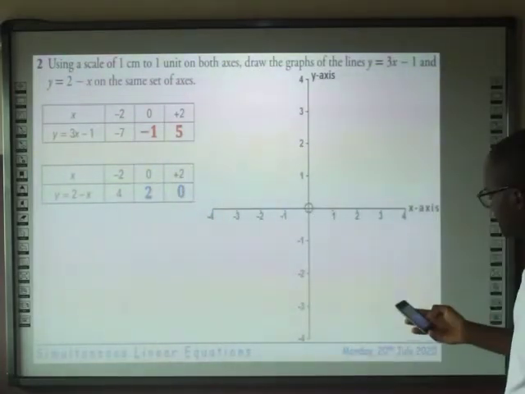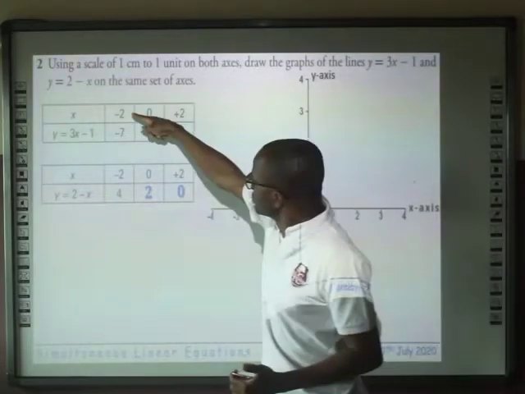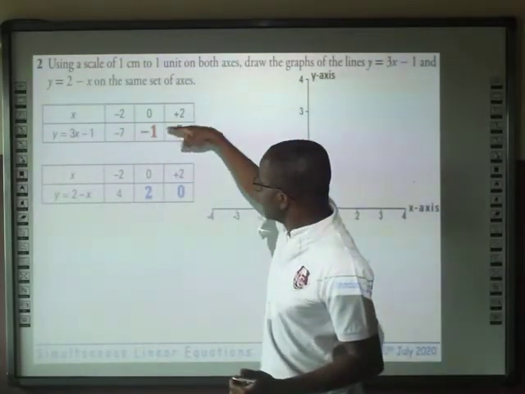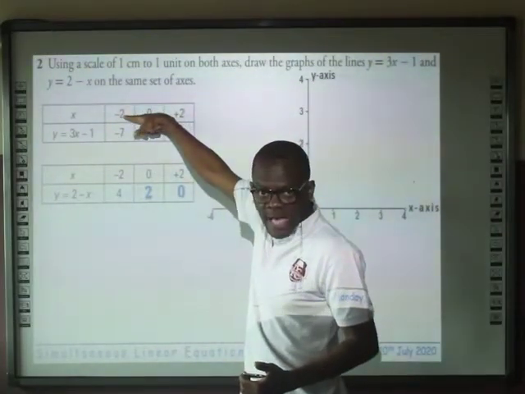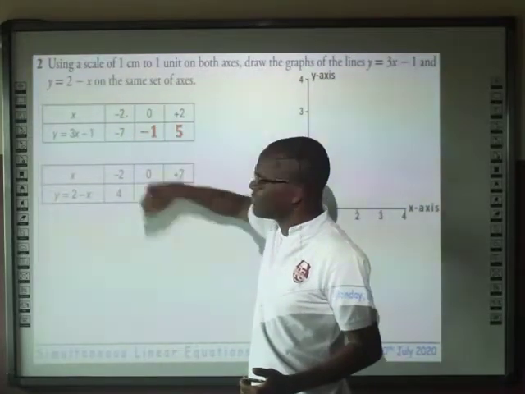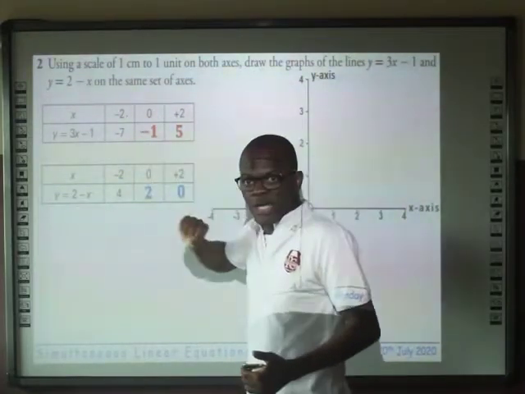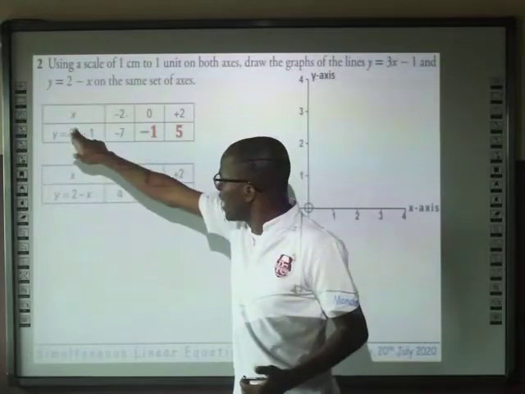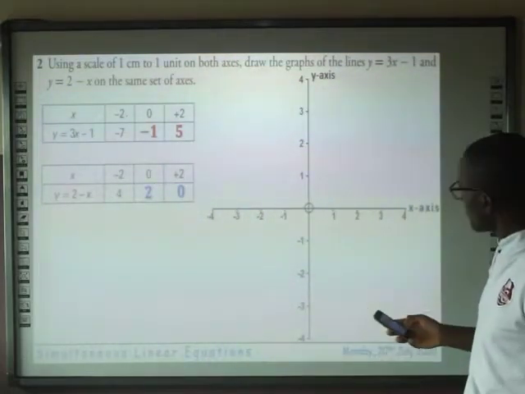So let's see. Now, we have to use these values of x and y. That is, for every value of x, you use the corresponding value of y for both equations. But let's start with the first one, when y is 3x minus 1. Okay?